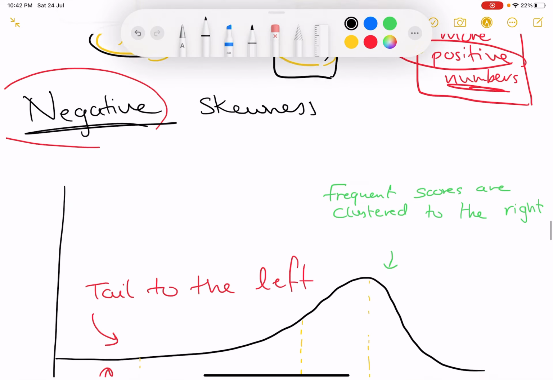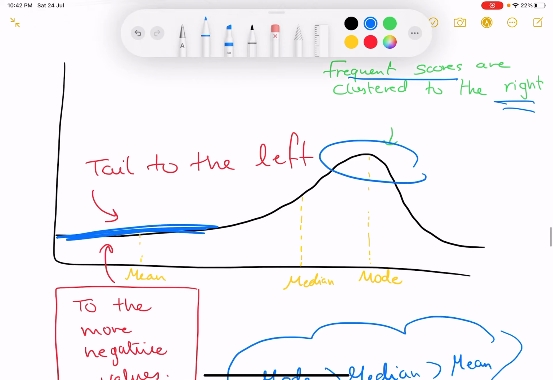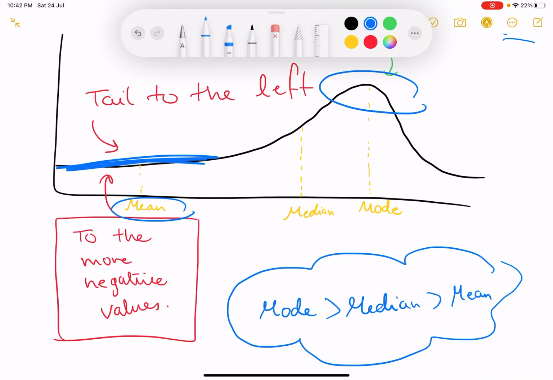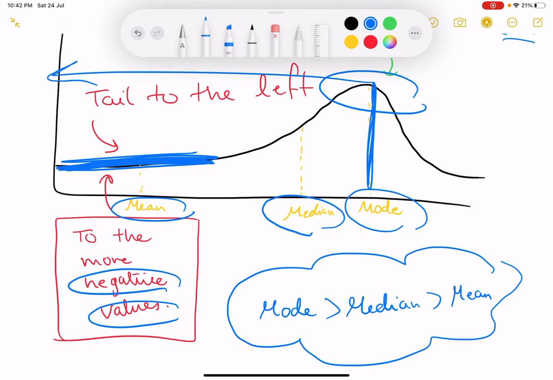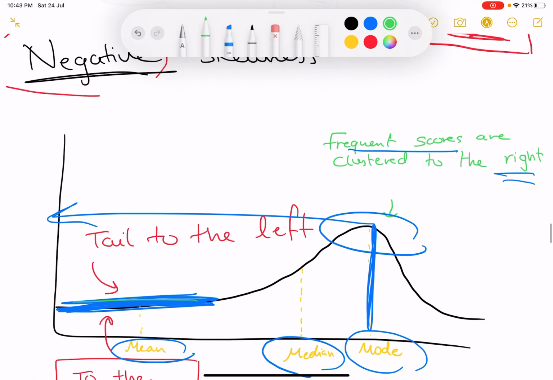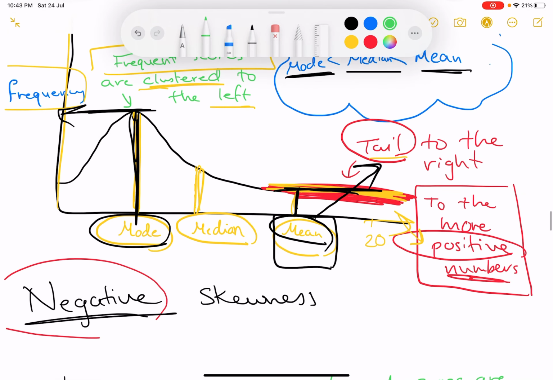The negatively skewed graph is the opposite. The tail is to the left. Frequent scores are clustered at the right, and the mean is next to the more negative values, just next to the tail, and the median is in the middle, and the mode is to the right. Okay, because it's the most frequent one. So the mode is the greatest, then the median, and lastly is the mean. It's the opposite. So you always look at the tail to decide if it's positively skewed or negatively skewed. The tail decides: if it's to the left, it's negative. If it's to the right, it's positive.